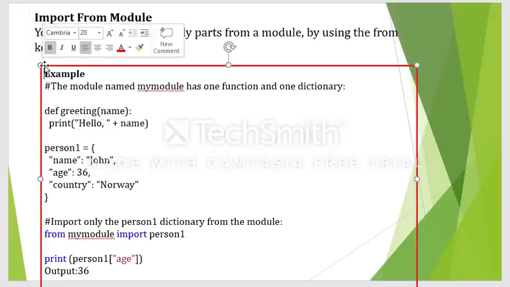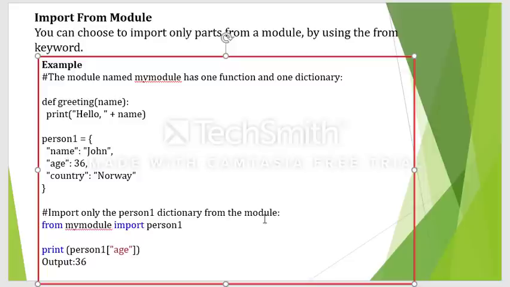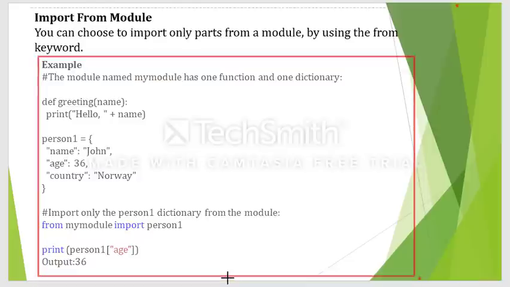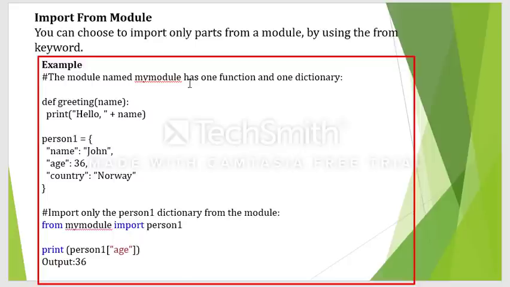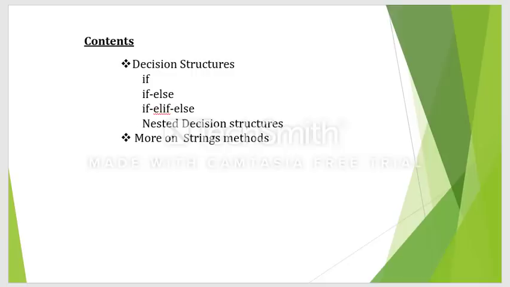We can import some part of the module rather than importing all the contents of the module. So to do that, we have to write the from statement. So from my module import person1. Okay, if I want to use all the contents of the module, simply write import my module. That's it. No need to write this from statement. You can practice this in any Python IDE so that you can understand very easily. Okay, so that's about the Python modules.